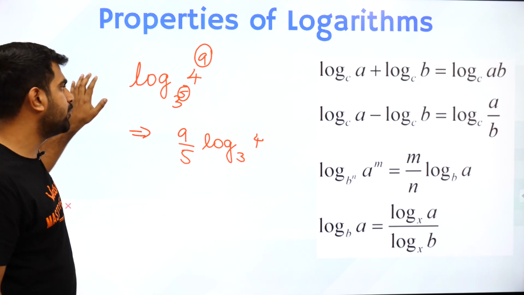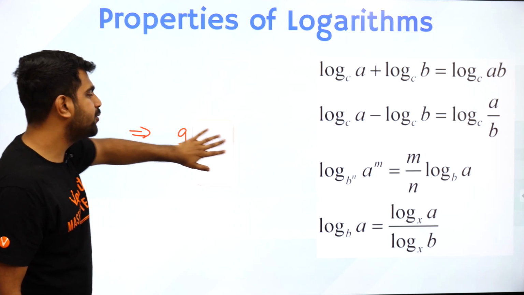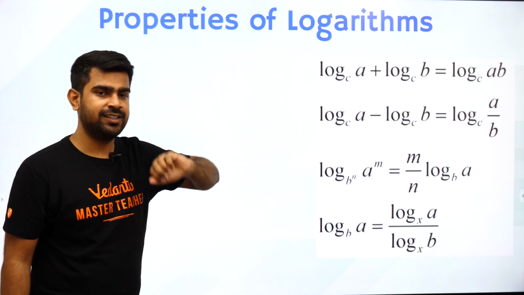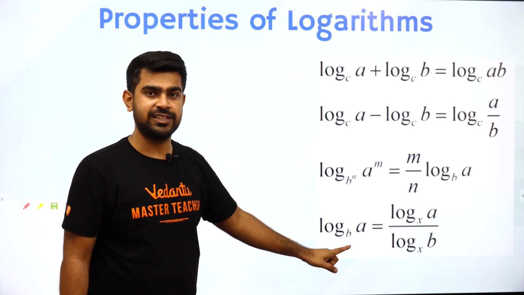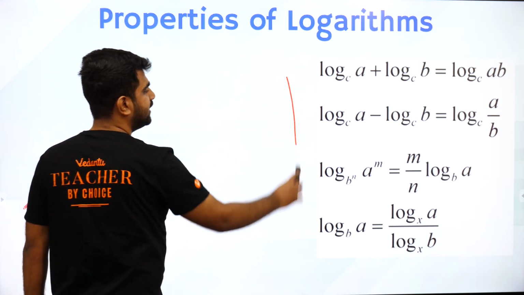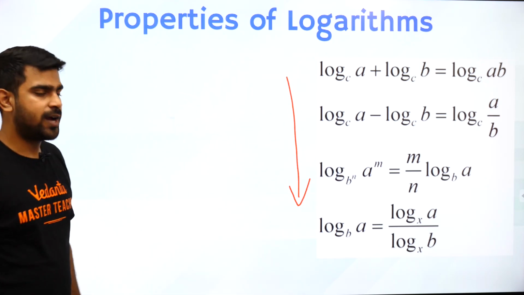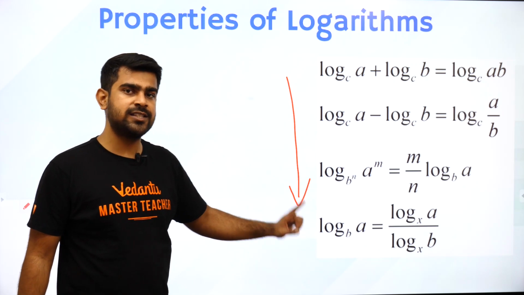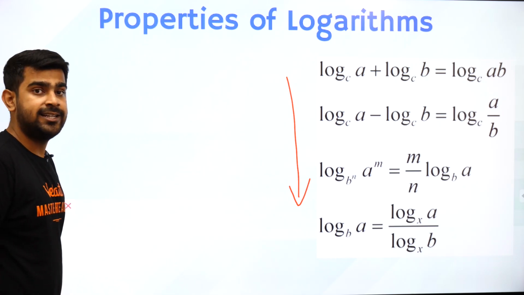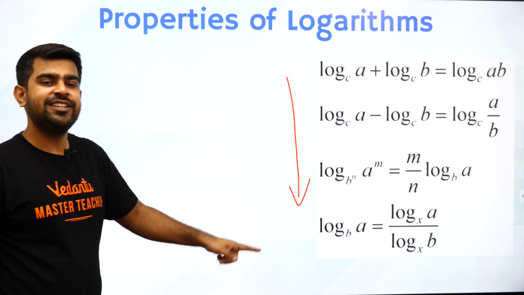Now let's go to property 4. What is property 4? Property 4 is change of base. Very crucial, very helpful in solving questions. So this would be the increasing order of importance. So I would say this is very important to solve questions. Let us see how it is applied, and I will derive something else which is not given here.